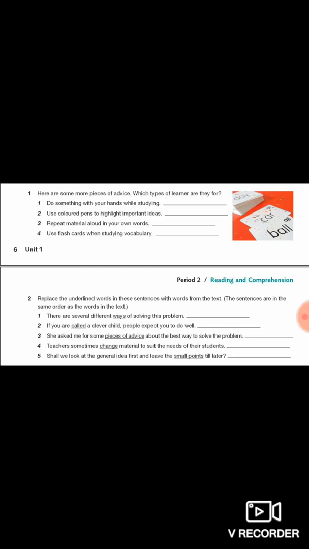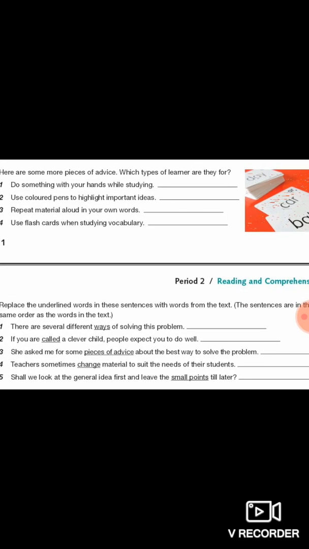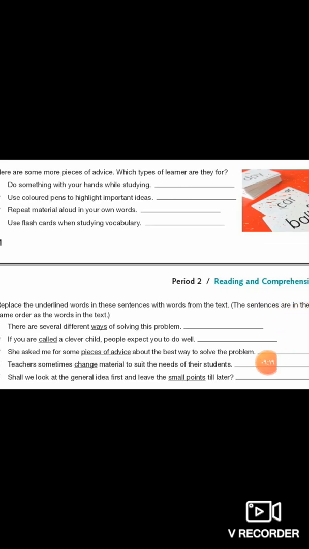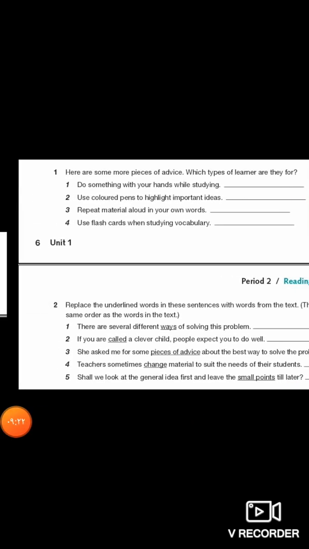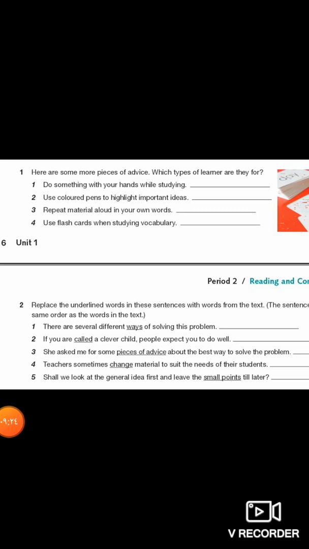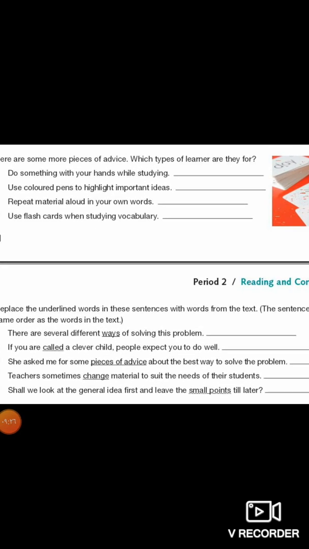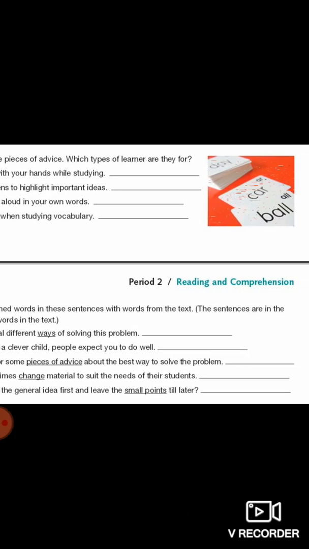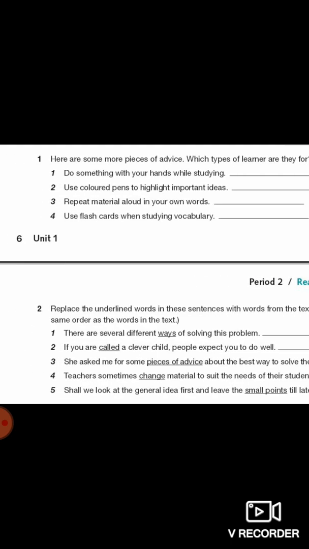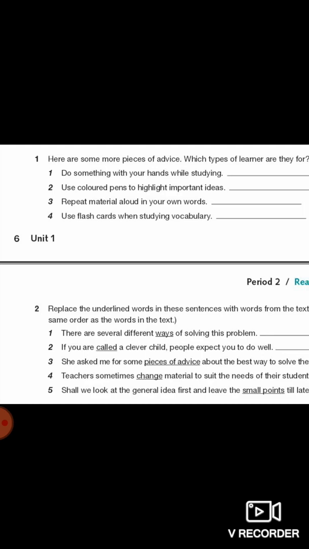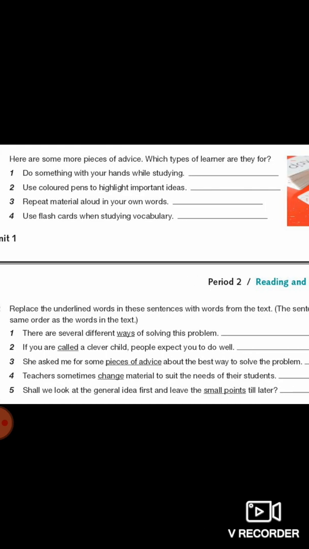We have also another exercise here. Exercise number 2 for the new vocab that I have discussed. Replace the underlined words in these sentences with words from the text. The sentences are in the same order as the words in the text. حتلاقيها مرتبة نفس الترتيب اللي في الدرس تبعنا. And you just replace the word for each vocab here or each meaning.